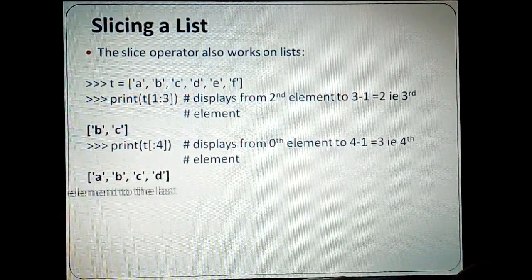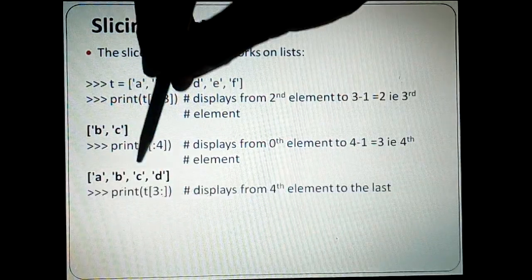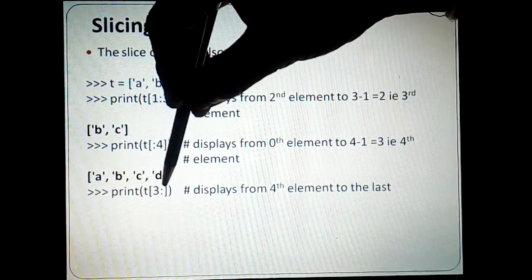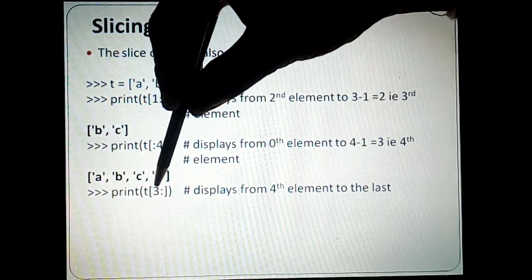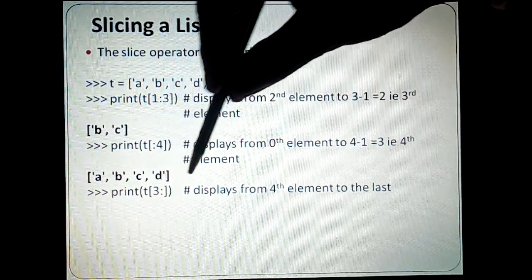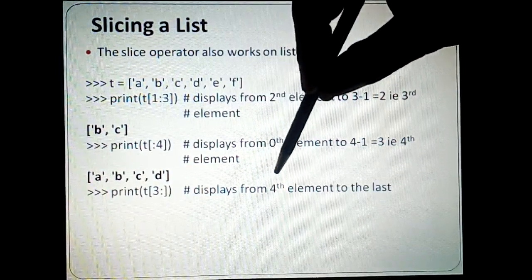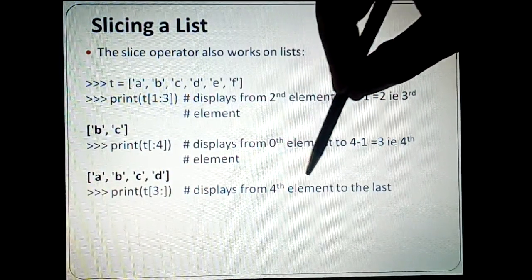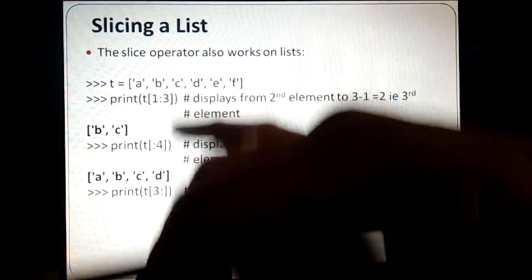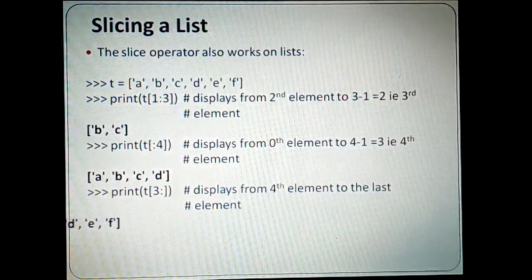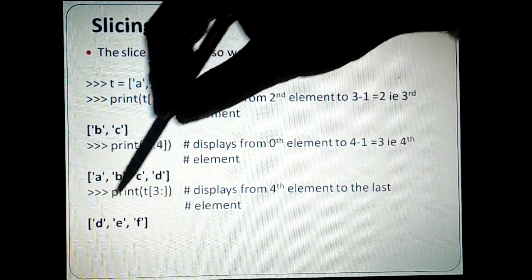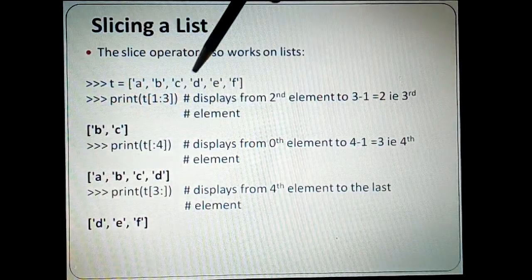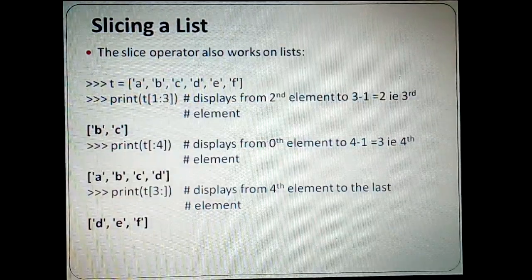And also if I do the other way around, that is if I skip the second index but give some value to the first part, say for example in this case 3 colon nothing, then I would get from the fourth element to the last element. So the output would be, that is index 3 and 4, D E F, D E and F till the last element.